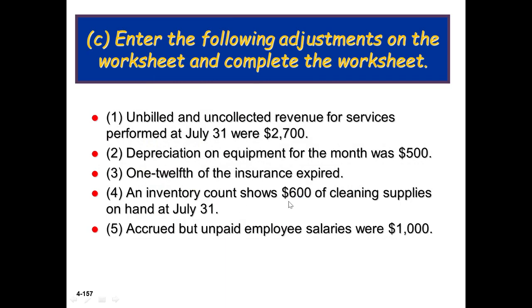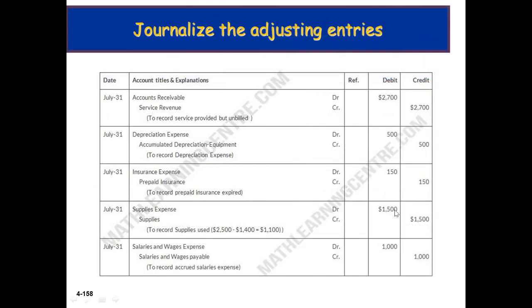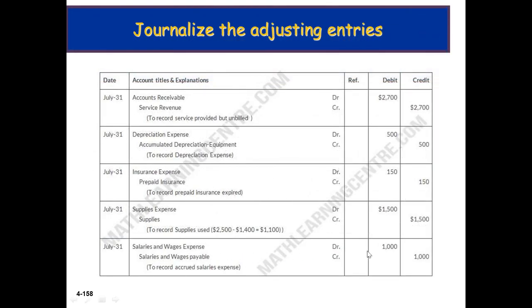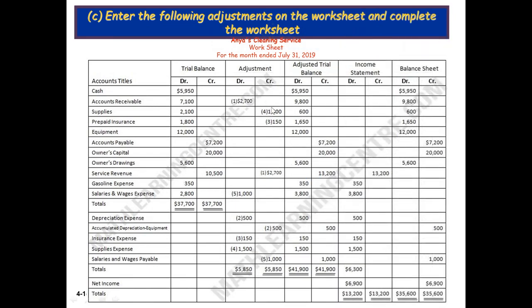Our inventory count shows 600 of cleaning supplies on hand at July 31st. That means supplies expense debit and supplies credit. And now accrued but unpaid employee salaries were 1,000. So salary and wages expense debit and salary and wages payable credit. Okay, these are the adjusting journal entries.